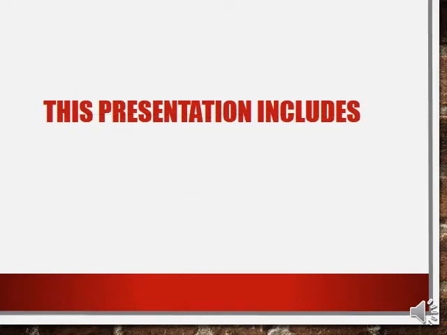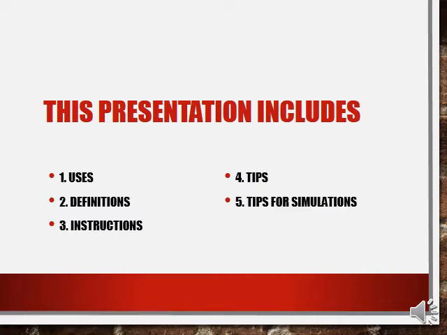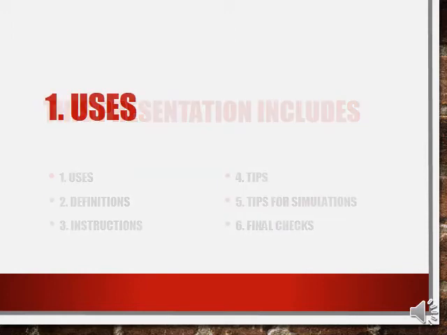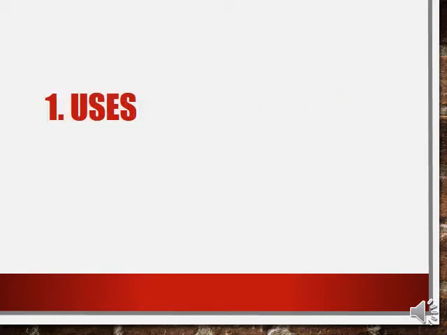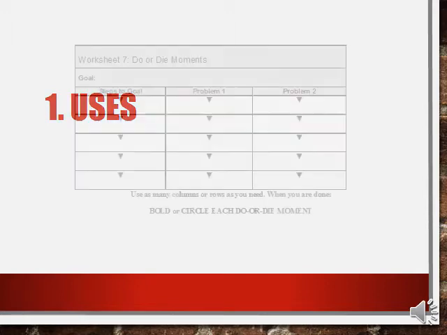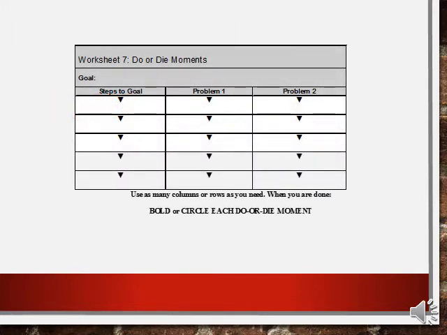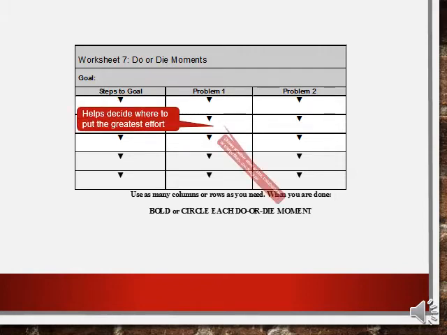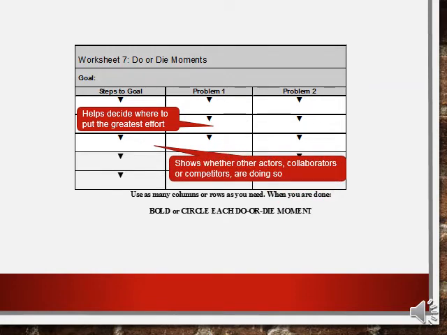This presentation has 6 sections. It includes uses, definitions, instructions, tips, tips for simulations, and final checks. For Worksheet 7, there are 2 uses. First, it helps decide where to put the greatest effort in a strategy. And second, it shows whether other actors, collaborators, or competitors included are doing so.